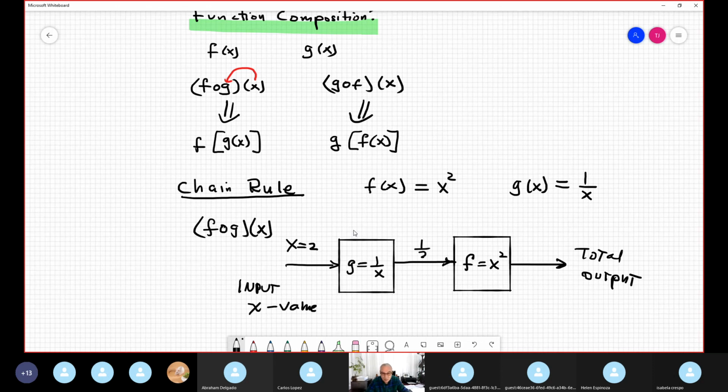Reciprocal of 1/2, and now square is 1 over 4. This is the idea. You understand this?